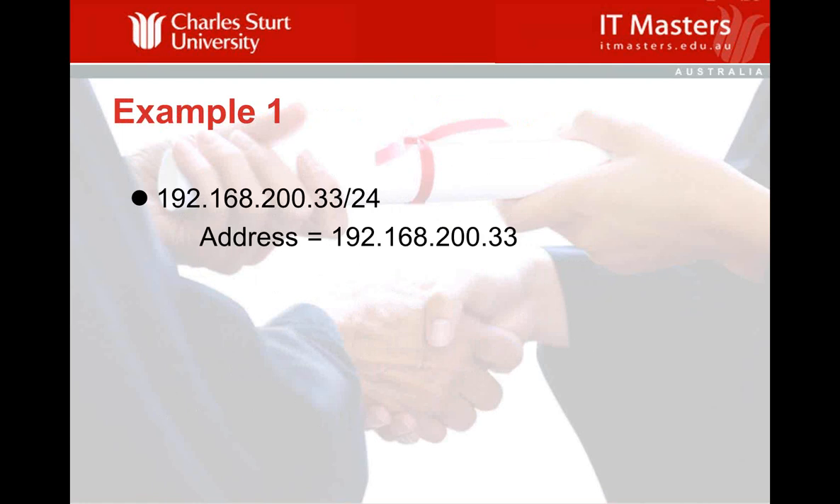So /24. What are we going to look at? Our address, 192.168.200.33. What does the /24 mean? It means that our mask uses 24 bits. So the mask is 255.255.255.0. Each of those 255s is represented by 8 bits, three 8s, 24. So we're using our 24-bit mask. We're just writing it as /24 because it's nice and quick and easy.